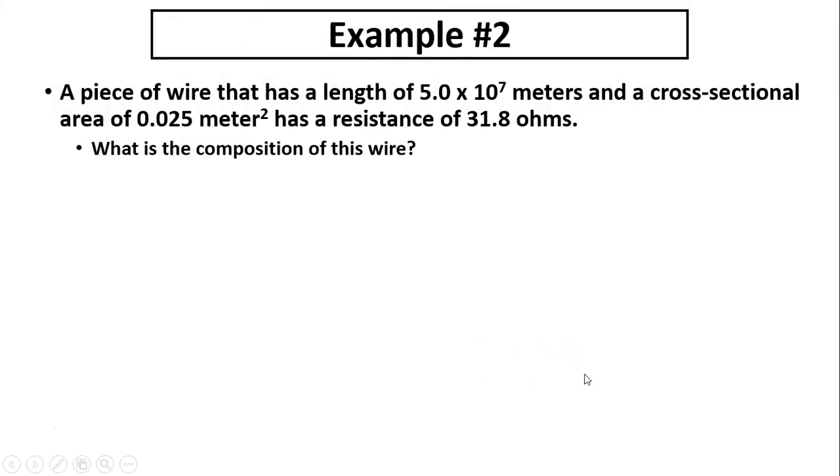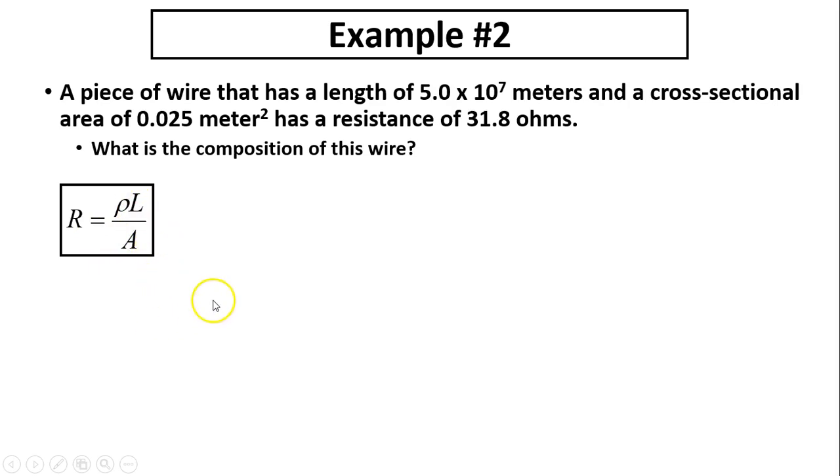Another example: a piece of wire that has a length of 5 times 10 to the 7 meters. This is much, much longer. And a cross-sectional area of 0.025 meters squared has a resistance of 31.8 ohms. What is the composition of this wire? What they are asking is, what is the resistivity? Then once you have the resistivity, you can look in your reference table to match the material.